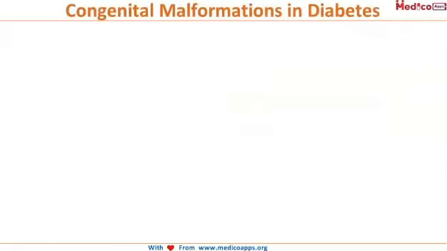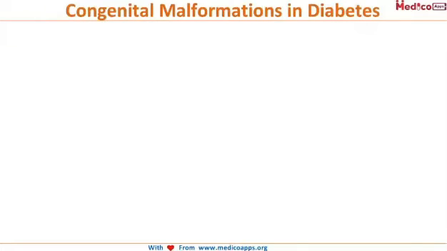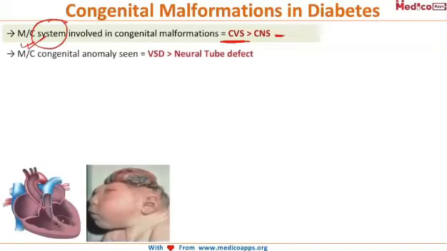Now coming to a few one-liners in relation to the congenital malformations in diabetes. If the question asks about the most common system involved in congenital malformations, your answer will be the cardiovascular system, which is involved more than the CNS. So the second system to be involved is the CNS. Now if your question asks the most common congenital anomaly seen in relation to diabetes, then it is VSD, which is seen more than neural tube defects. So if VSD is not there in the options, then your second most common congenital defect is neural tube defects.